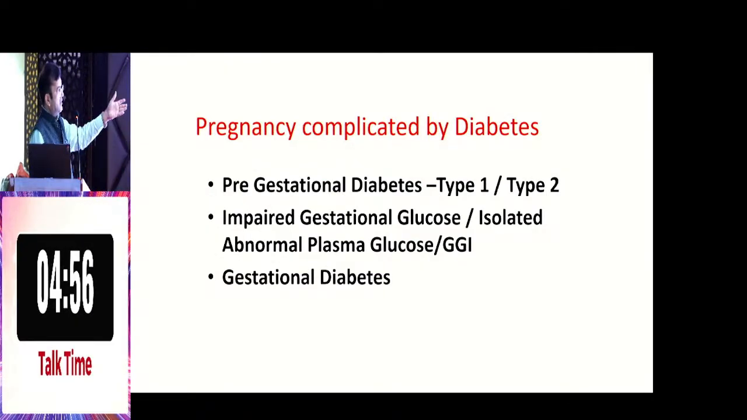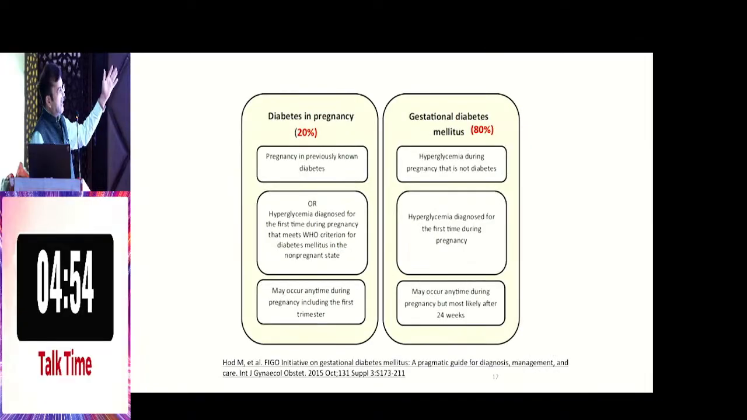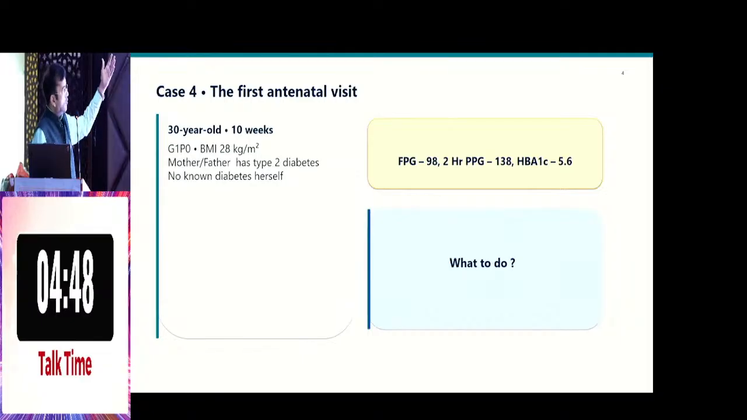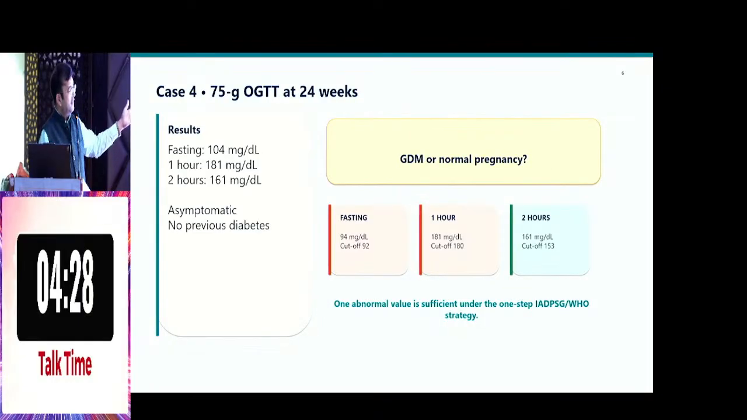So we can see this type 1, type 2, about 20% are diabetes in pregnancy, almost 80% are GDM, because the prevalence of GDM is increasing. So Asian, 30 years old, 10 weeks, we did GTT: fasting 98, PPG 138, A1C 5.6. What will we do now? Nothing, it is normal, we will continue the pregnancy. Then what next? When will we follow up? Then we will do 75 grams at 24 weeks.